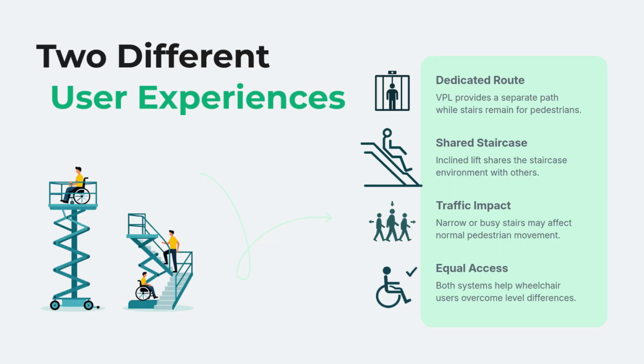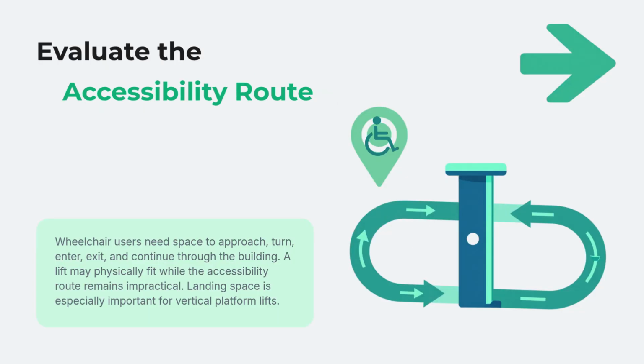Key factors when choosing an accessibility lift. The most important factor is not simply the equipment. It is how the building works. For an inclined wheelchair lift, the staircase width, layout, and surrounding space need to be carefully evaluated. The system must provide enough room for installation while maintaining safe circulation. For a vertical platform lift, the project requires suitable landing space, structural support, electrical connections, and safe access areas. Landing space is especially important. Wheelchair users need enough room to approach the lift, turn, enter, exit, and continue through the building.